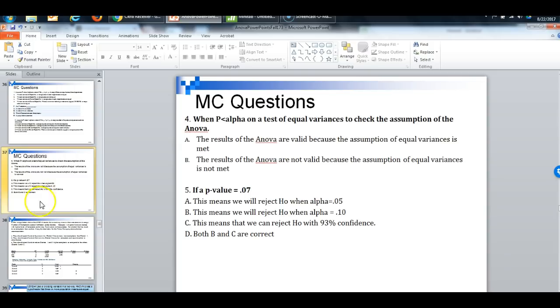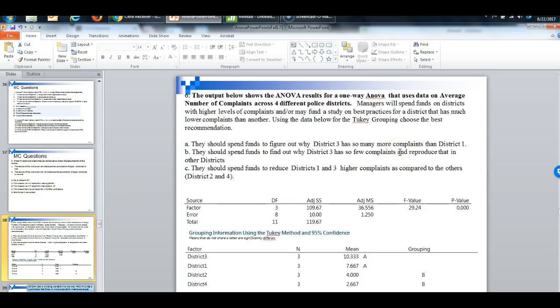All right, let's keep going. We've got more multiple choice questions here. This is kind of interesting.